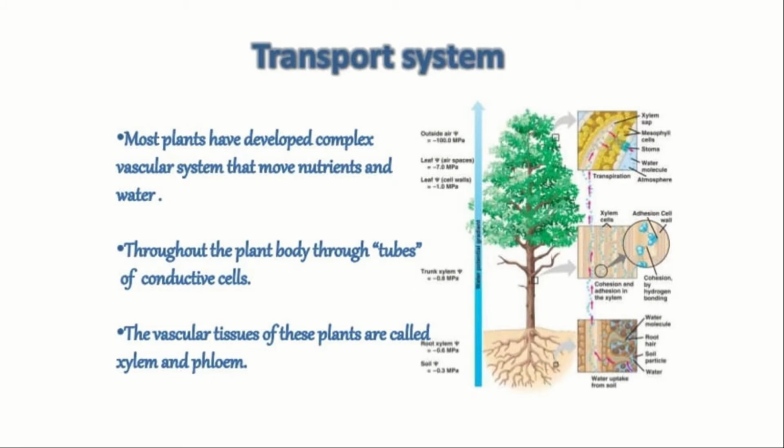Transport system. Most plants have developed a complex vascular system that moves nutrients and water throughout the plant body through tubes and conductive cells. The vascular tissues of these plants are called xylem and phloem, the two main important components in a plant which are used for the transportation of food and mineral salts all over the body of a plant.